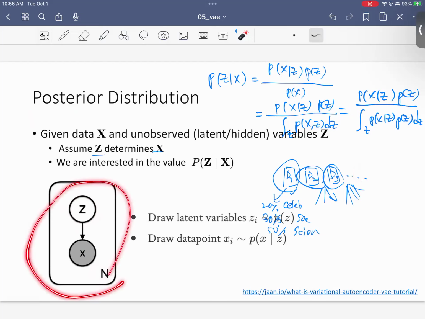And this is something we call a plate notation. You can see the arrow here, which means that Z will determine what we see, X. X relies on Z in this generative process, right? So the problem is, when we read the news articles, how can we infer the topic, Z? We have access to X here, but we want to infer Z based on X. So this is P(Z | X), and this is the posterior distribution inference problem, right?